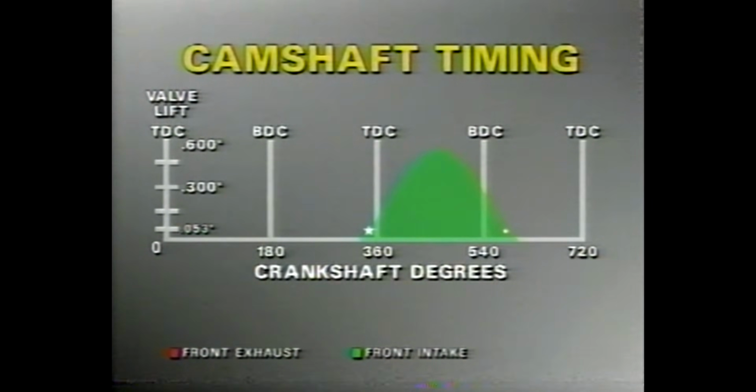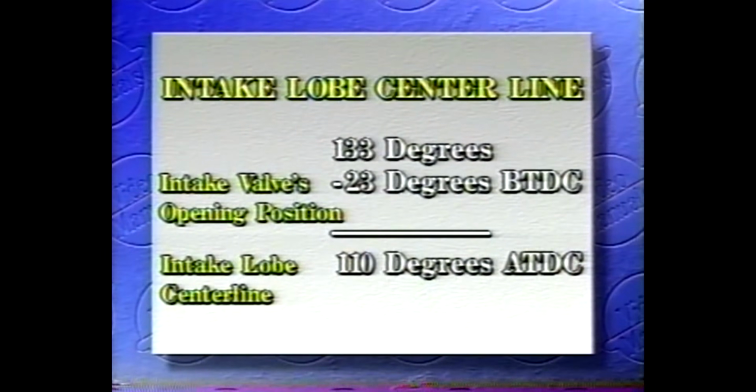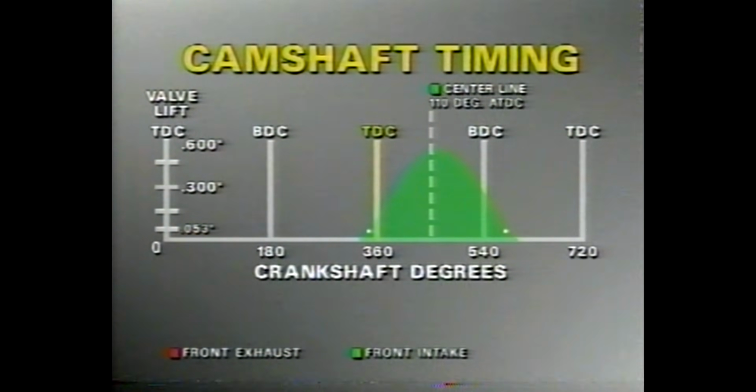degrees. This is the crankshaft rotation between the intake valve's defined opening point at 53 thousandths and its point of maximum lift. The standard opening point was located at 23 degrees before top dead center during the procedure to measure overlap. Therefore, we now subtract 23 degrees from 133 degrees to locate the intake lobe center line at 110 degrees after top dead center.